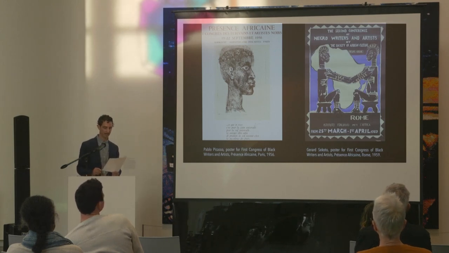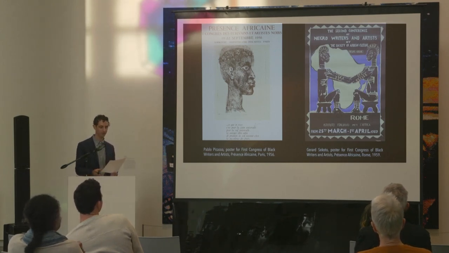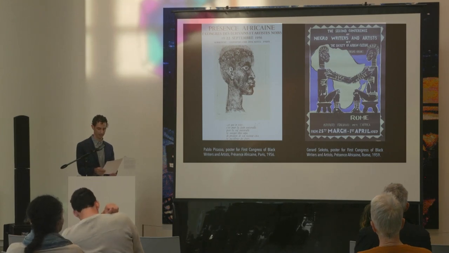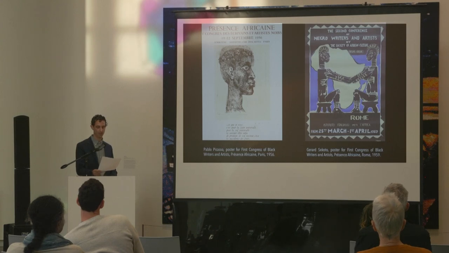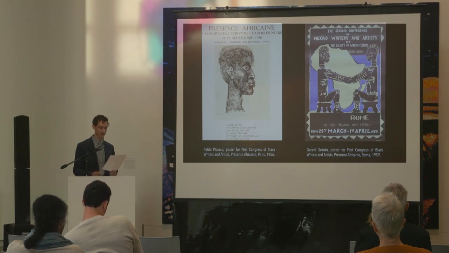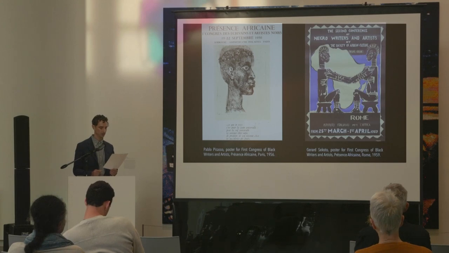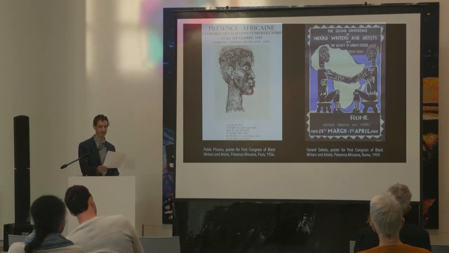Connections with other African and diaspora artists and intellectuals buoyed Sekoto's early years in Paris, notably through his participation in the community surrounding the journal and publishing house Présence Africaine. Présence Africaine organized the first international congress of black writers and artists at the Sorbonne in Paris in September 1956, and a second congress of the same name in Rome in 1959. Sekoto attended both congresses, published texts in the proceedings of both events, and designed a poster for the Rome Congress.